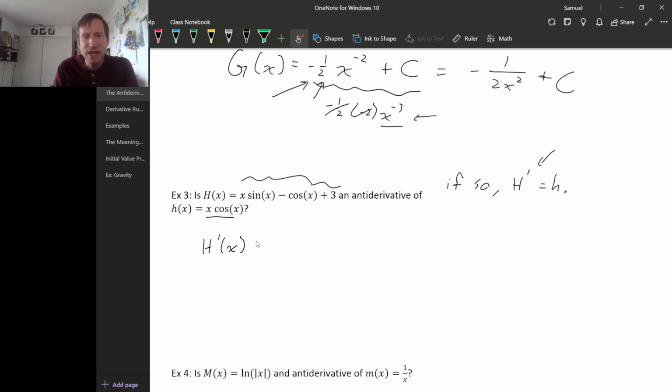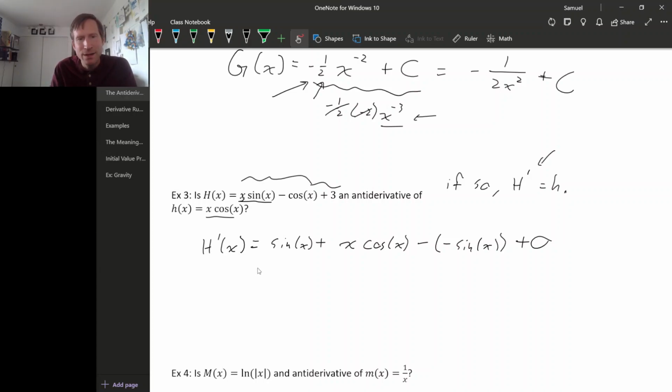For the derivative of this first part, we're going to need to do the product rule. So let's see, derivative of x is 1 times sine of x plus, and then x times the derivative of sine of x, which is cosine of x, minus the derivative of cosine of x, which is minus sine, plus the derivative of 3, which is 0.